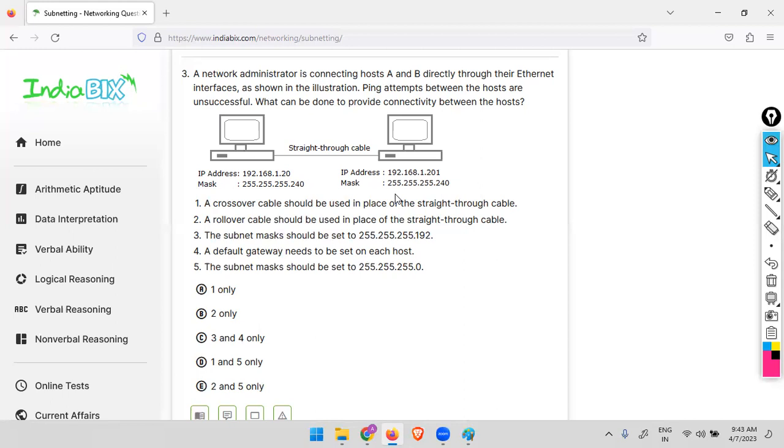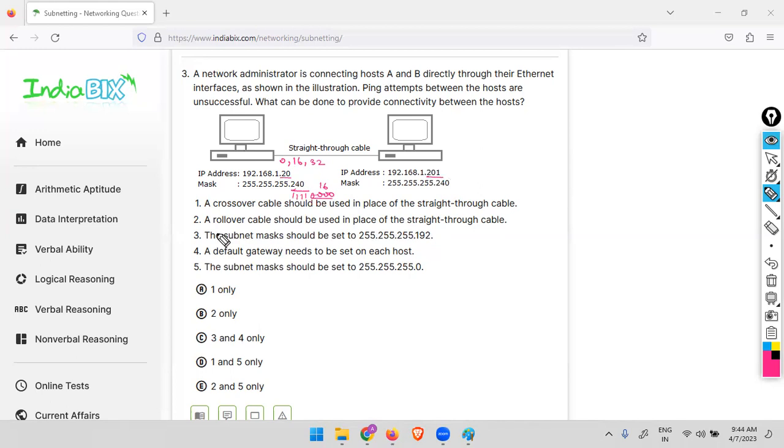16, 4 host bits. According to this subnet mask, the 4th octet is the interesting octet. 240 means 4 ones and 4 zeros. That means a multiple of 16 is required. First network ID is 0, second is 16, then 32. Now 200 and 201 are completely two different networks. So without a router, they cannot communicate.